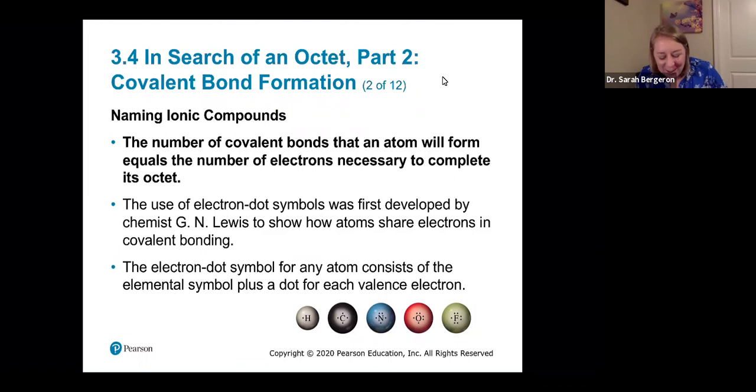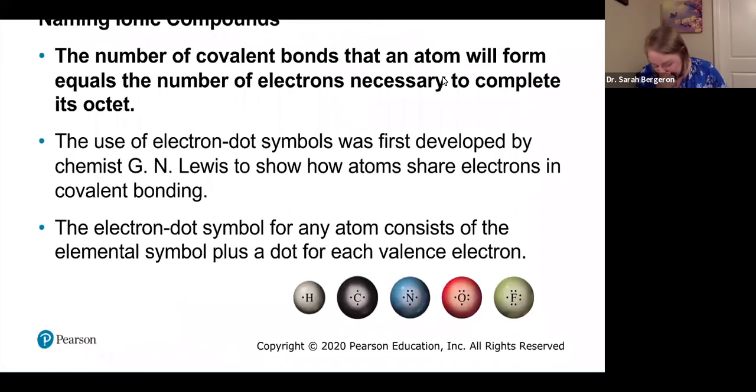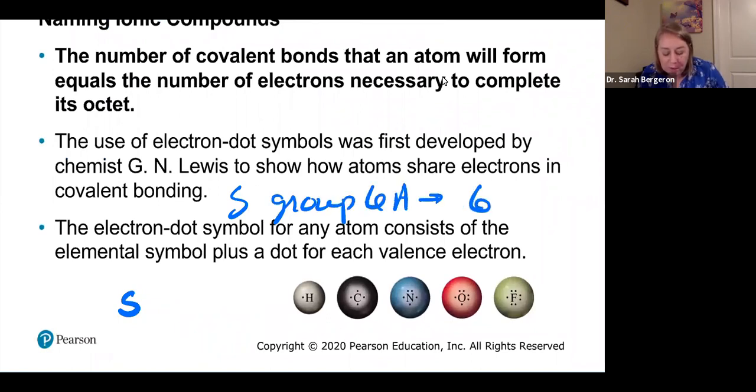Okay, so let's try one that's not on here. Let's try sulfur. So if I want to draw the electron dot diagram of sulfur, I need to go to my periodic table and find sulfur. Sulfur is number 16. It's an S. So sulfur is in group 6A. That tells me I have 6 valence electrons. So I'm going to use a dot to symbolize each of them. 1, 2, 3, 4, and now I'm going to double up, 5, 6.